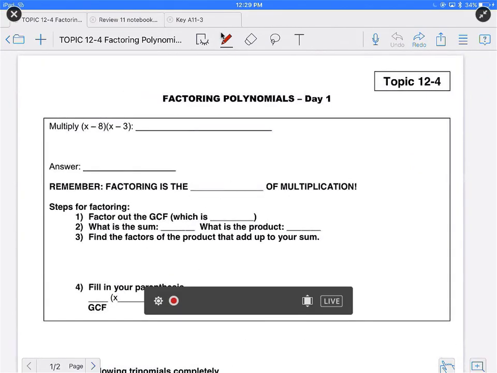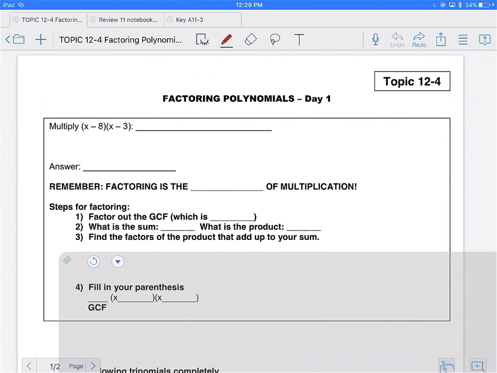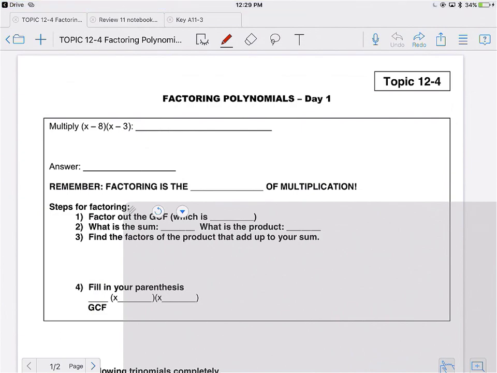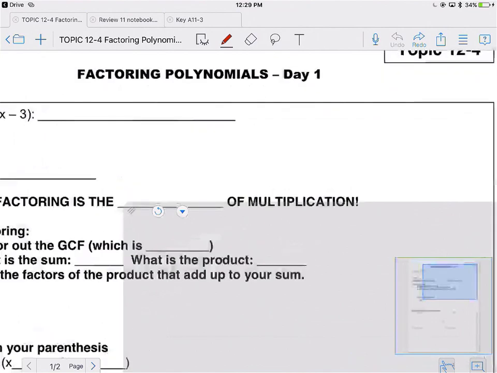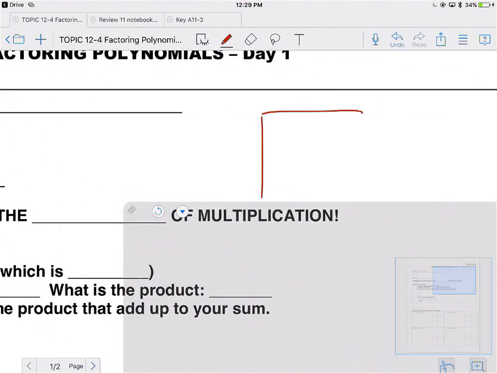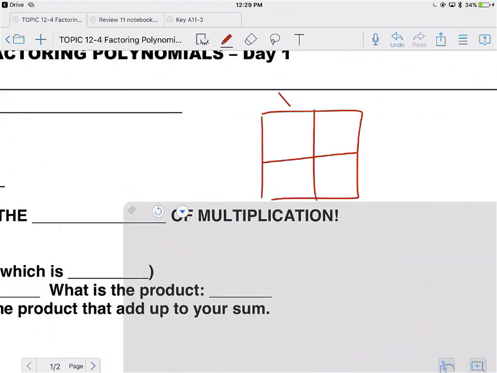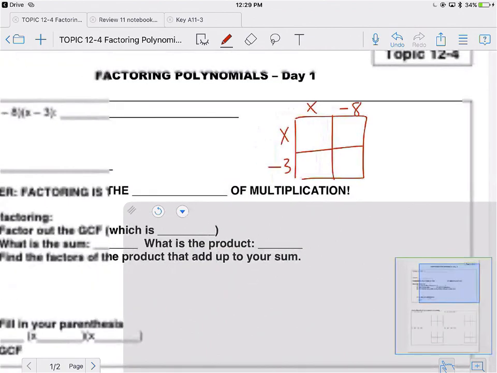This video covers topic 12.4 over factoring polynomials, day 1. So the first problem in the top box asks us to multiply x minus 8 times x minus 3. In order to multiply these, we are going to use our box method, so x minus 8, x minus 3.